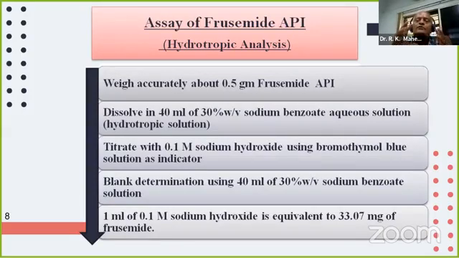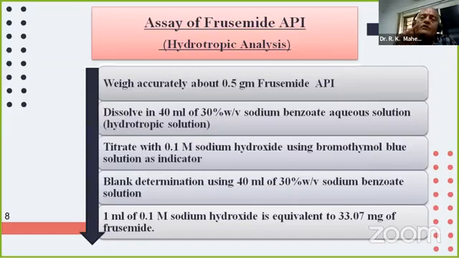Now, what is the beauty of this method? You are employing an aqueous solution of a solid, sodium benzoate. It is not volatile and it is not harmful. And the cost of 30% weight by volume sodium benzoate solution is about rupees 40 per liter. Otherwise, the cost of ethanol, dimethylformamide, chloroform, etc. is about 200, 250, 300 rupees per liter and so on.